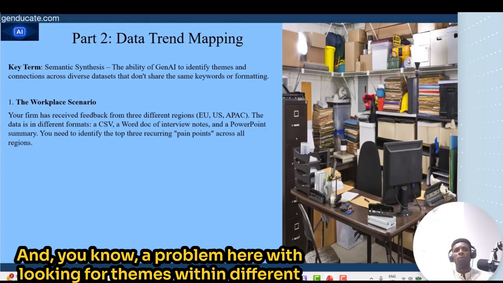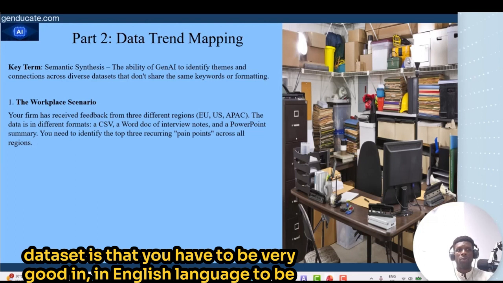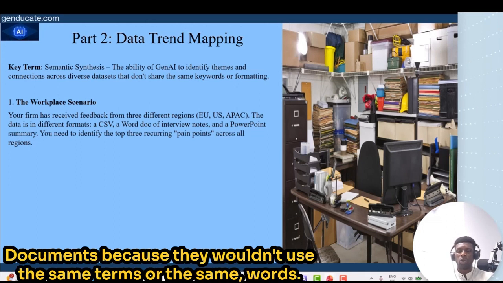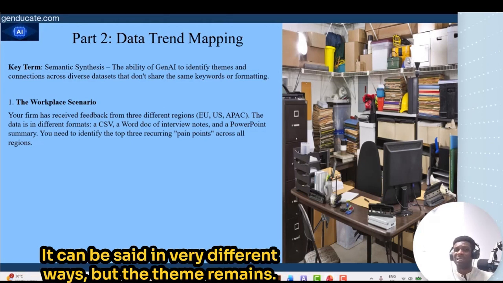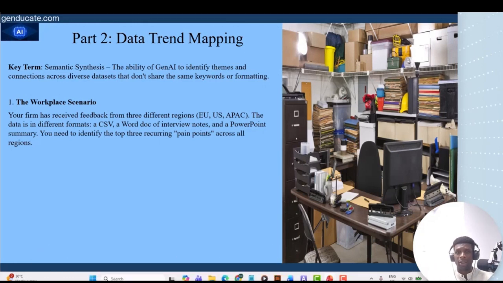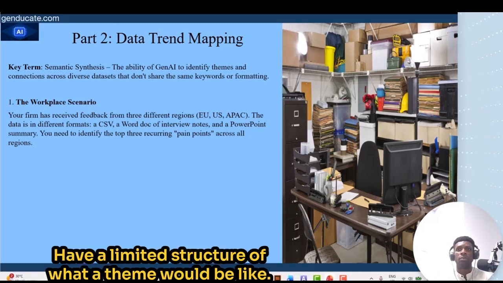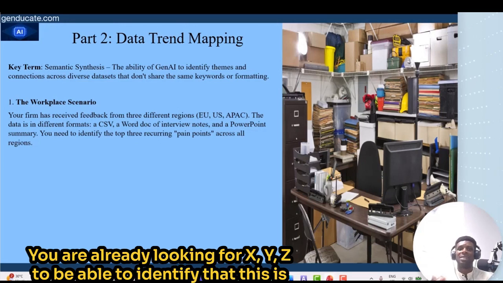A problem with looking for things within different data sets is that you have to be very good in the English language to be able to gather themes from different documents, because they wouldn't use the same terms or the same words. It wouldn't be said in the same way. It can be said in very different ways, but the theme remains. GenAI will pick that up quickly. You might even have an excellent level of English, but in your mindset, you already have a limited structure of what that theme would be like. You're already looking for XYZ to be able to identify the theme.